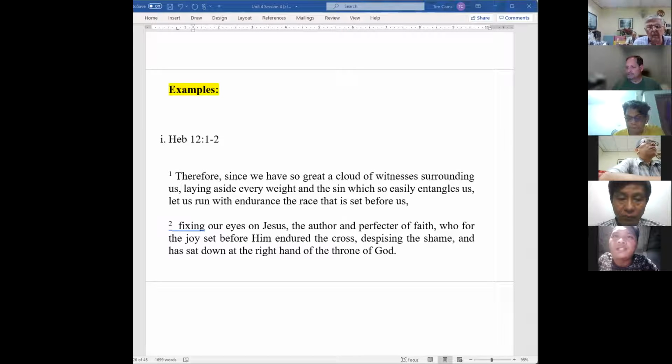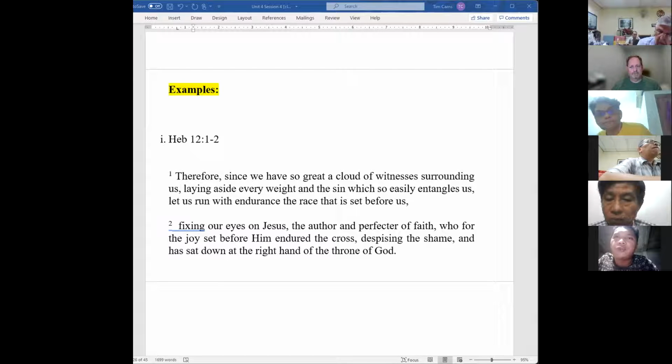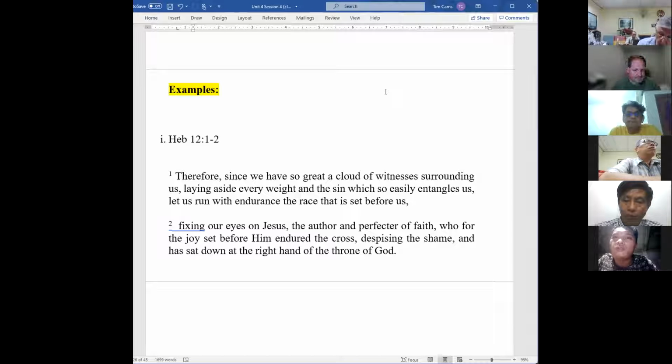Hebrews chapter 12, verse 1 to 2. Therefore, since we have so great a cloud of witnesses surrounding us, laying aside every weight and the sin which so easily entangles us, let us run with endurance the race that is set before us, fixing our eyes on Jesus, the author and perfecter of faith, who for the joy set before him endured the cross, despising the shame, and has sat down at the right hand of the throne of God.